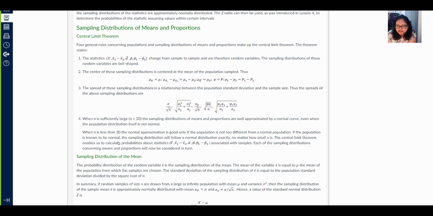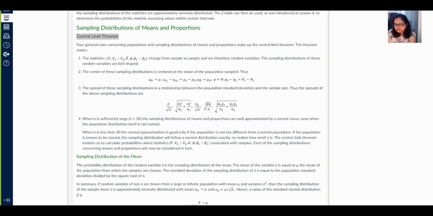So I'm basically interested to talk about the sampling distribution of means and proportion. So you can see that we are talking about central limit theorem. So let's talk about the central limit theorem first. Using the central limit theorem, we can talk about what are the characteristics of those sampling distributions. So let's actually draw that.